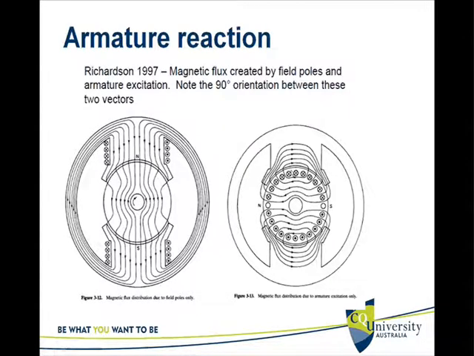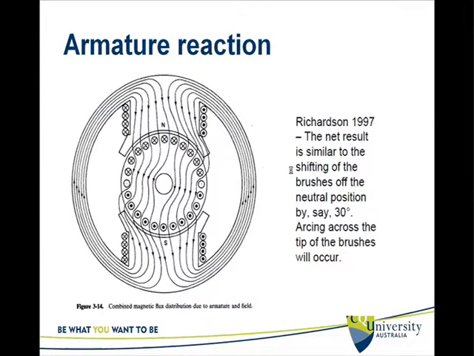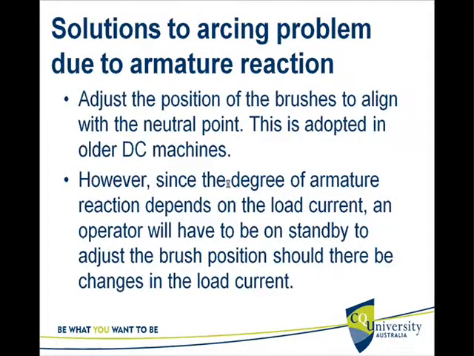So the resultant flux paths in the magnetic circuit will be like this. It won't be symmetrical as it was before, but there will be certain deformation, which means the magnetic neutral position will no longer be this horizontal plane which we used before to place the brushes. So that is the armature reaction.